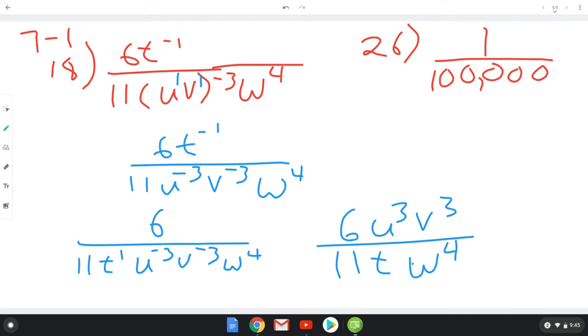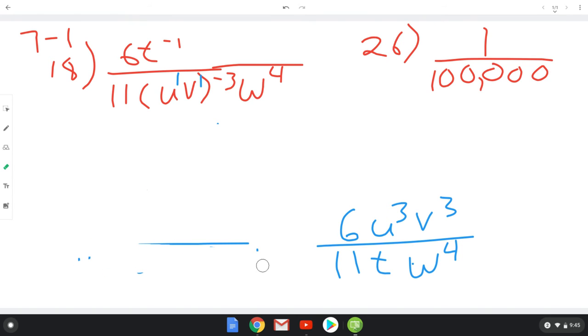So the main thing here is when I have something negative in an exponent, I need to take that whole thing and move it to the other side of the fraction. So this came to the denominator, these two came to the numerator, and that changes the sign of my exponent. So the 1 became positive and the negative 3's became positive. All right, and that is the answer to number 18. So I'm going to go ahead and erase, and we're going to look at number 26.